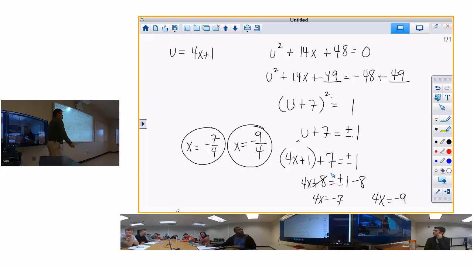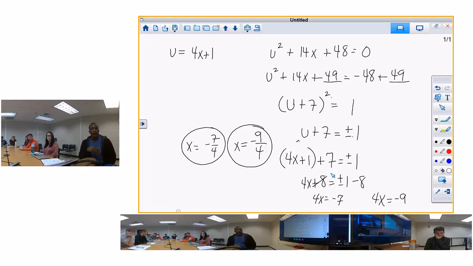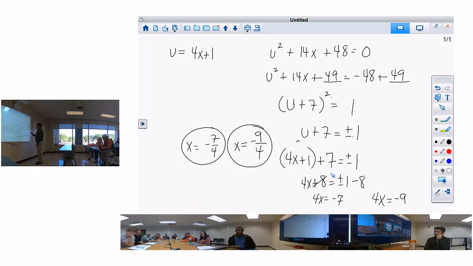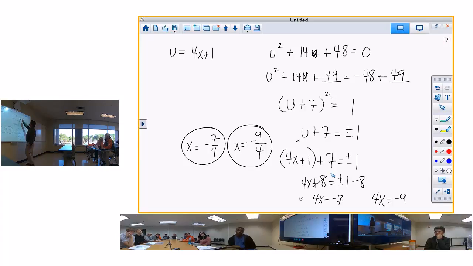Okay, now I want you to do it by reverse FOIL. Do the u squared plus 14u. Oh, that's supposed to be a u right there. Sorry. Now I want you to do u squared plus 14u plus 48 and do it by reverse FOIL. You should get the same answer.